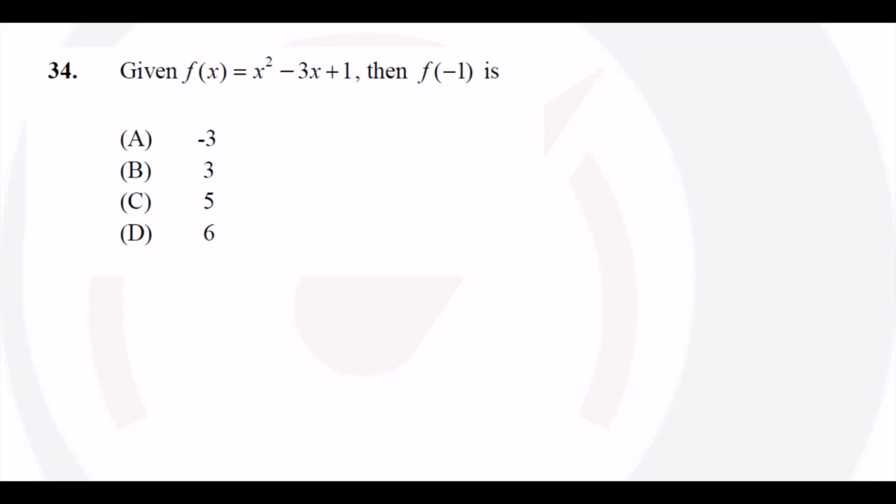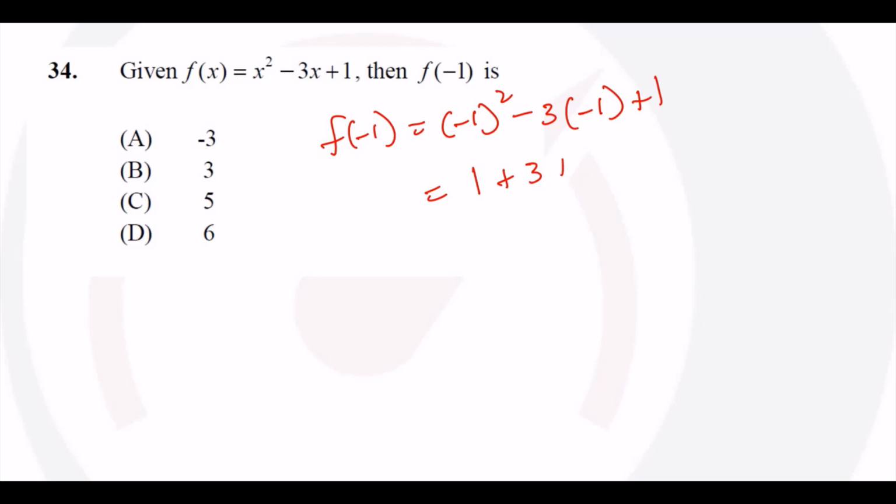Question 34. Given f(x) = x² - 3x + 1, then f(-1) is? Now f(-1) means anywhere in the function f(x) I see x, I'm going to put negative 1. So (-1)² - 3 times negative 1 + 1. So (-1)² is 1, and then we have negative 3 times negative 1, that gives us positive 3, plus 1, so that gives us 5. So our answer is C.